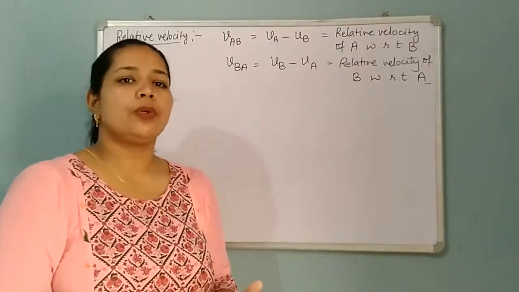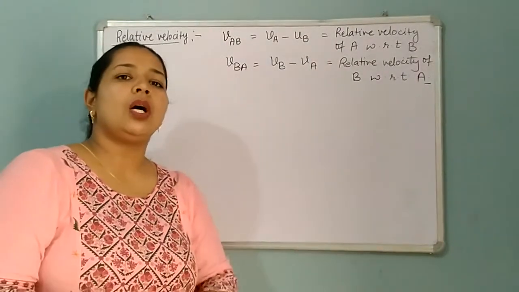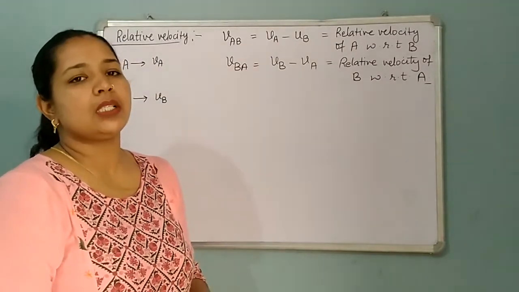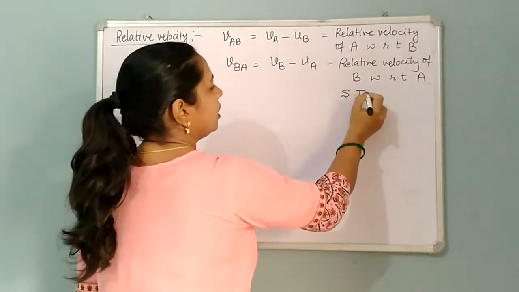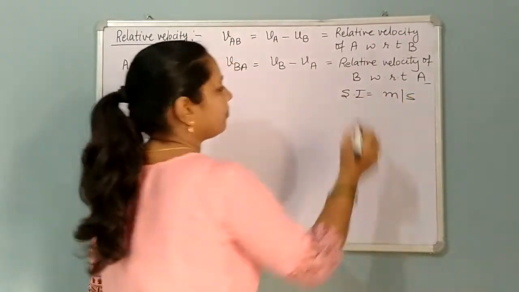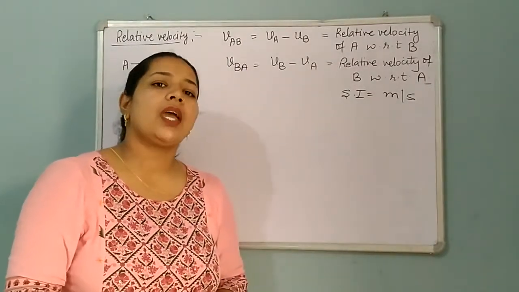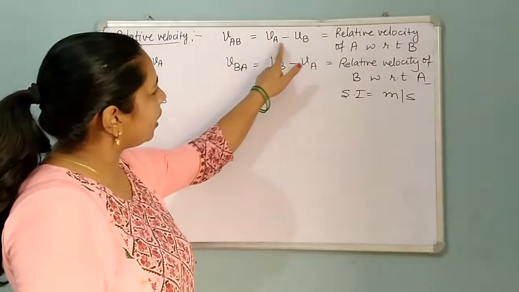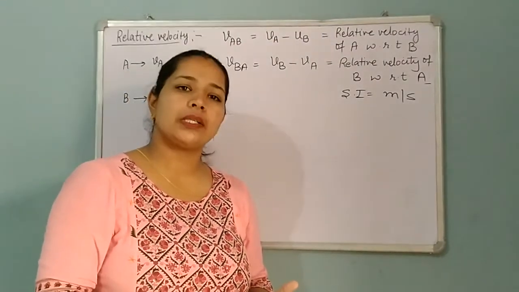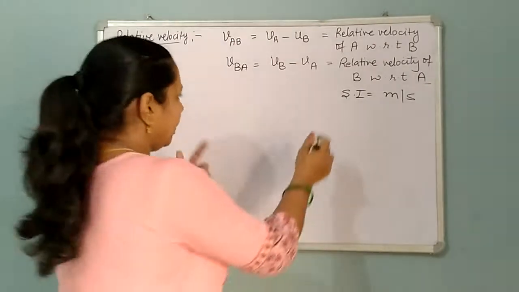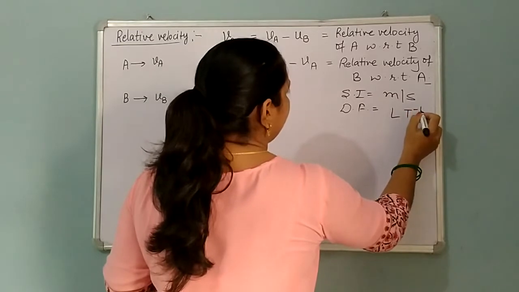So how will we define relative velocity? Relative velocity of a body means velocity of a body defined with respect to another body. That is named as relative velocity. Also the SI unit for relative velocity is meter per second, as it is velocity only. In dimensional analysis we have studied that we can add or subtract two quantities only when their dimensions are the same. So here also the dimensional formula for relative velocity is the same, that is LT minus 1.